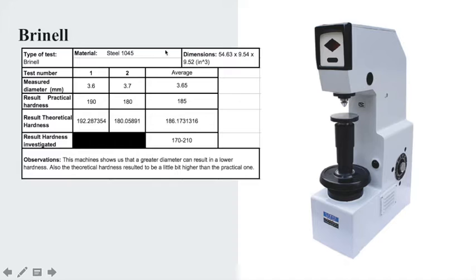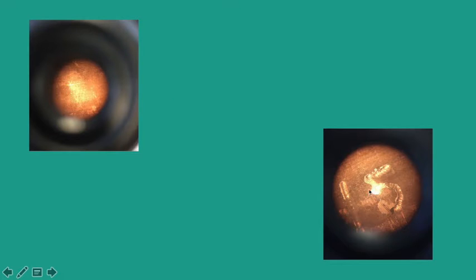The Brinell got these results. The hardness investigated was 170 to 210. The one we obtained was 192.28 on the first sample and 180 in the second sample. The average was 186.17. This is the formula we used. These are 2 of the samples. They are not really good, really visible, because it was really hard to take the picture in the microscope.